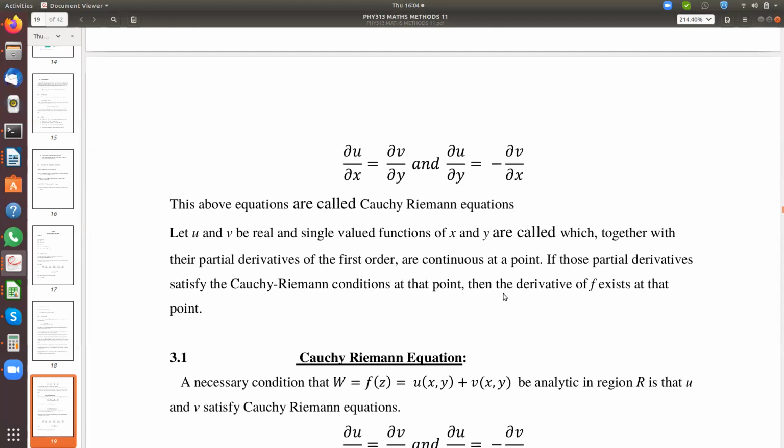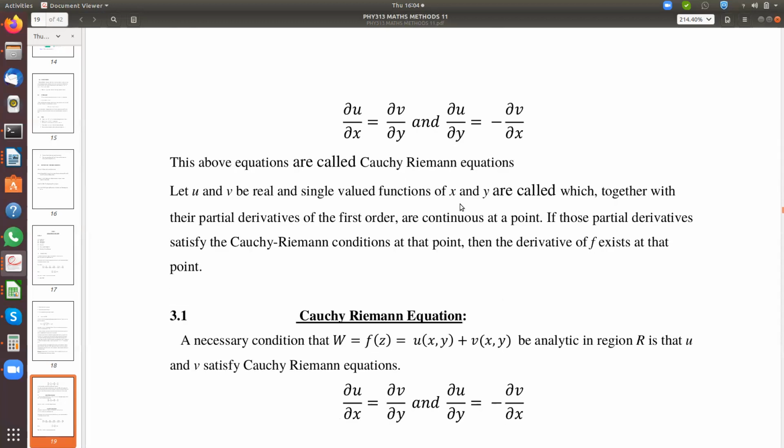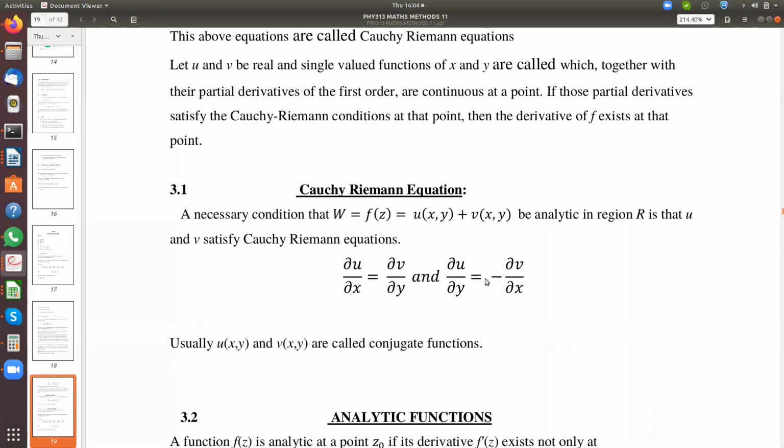So let u and v be real and single-valued functions of x and y, which together with their partial derivatives of the first order are continuous at a point. If those partial derivatives satisfy the Cauchy-Riemann conditions at that point, then the derivative of f exists at that point. So let's look at the Cauchy-Riemann equations now. A necessary condition that w equals f of z, which we discussed last week, be analytic in region R is that u and v satisfy the Cauchy-Riemann equations.